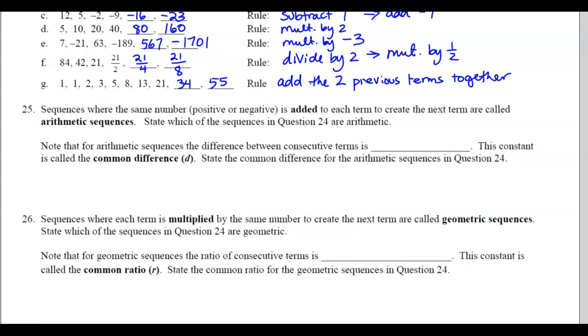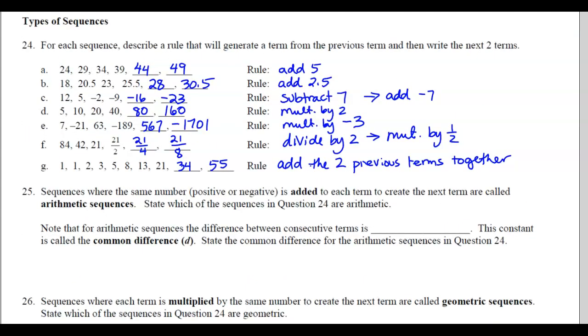This means sequences where the same number, positive or negative, is added to each term to create the next are called arithmetic sequences. So a lot of students will say arithmetic. We're saying it as an adjective, so it describes the sequence, so we say arithmetic sequence. State which of the sequences are arithmetic. So if we're adding or subtracting, because really subtracting is adding a negative. So that's going to be A, B, and C.